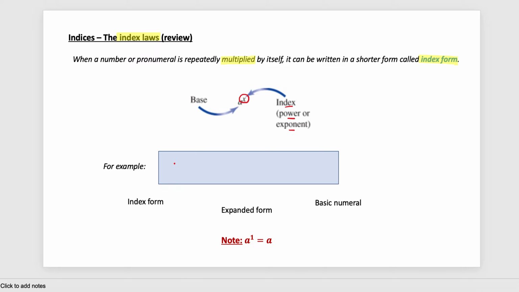So for example, if we have 2 to the power of 3, that does not mean it's 2 times 3, but it's 2 times 2 times 2. And 2 times 2 times 2 evaluates to 8. So this is written in index form, this is written in expanded form, and here we've got the value as a basic numeral. Also note that when you've got a pronumeral or a number without an index, it actually has an index value of 1. So a to the power of 1 is the same as a.